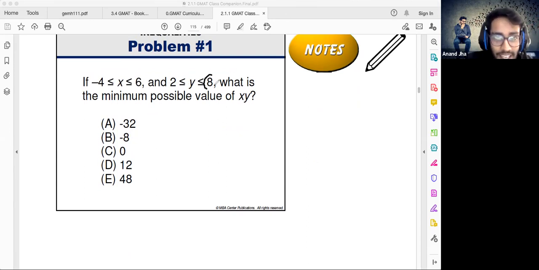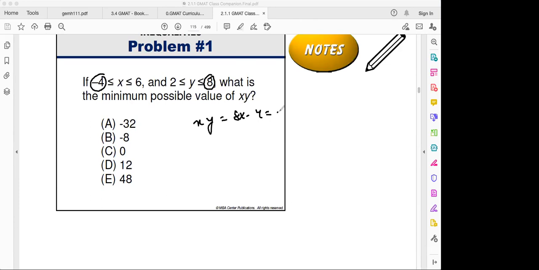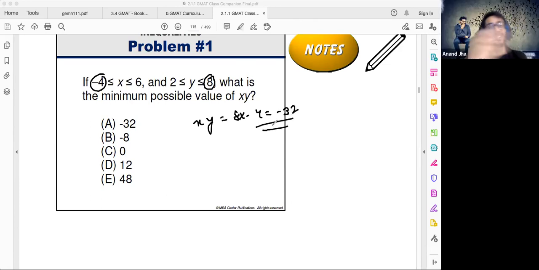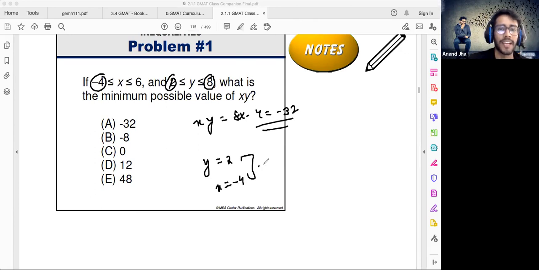If I take y as 8 and x as -4, can I multiply? Oh, right. Yes, that's why. So be aware of all that you did. What was our intention as a student? Okay, let's see, the smallest value of y is 2. Let's take y as 2 and x as -4, just multiply and write the answer.